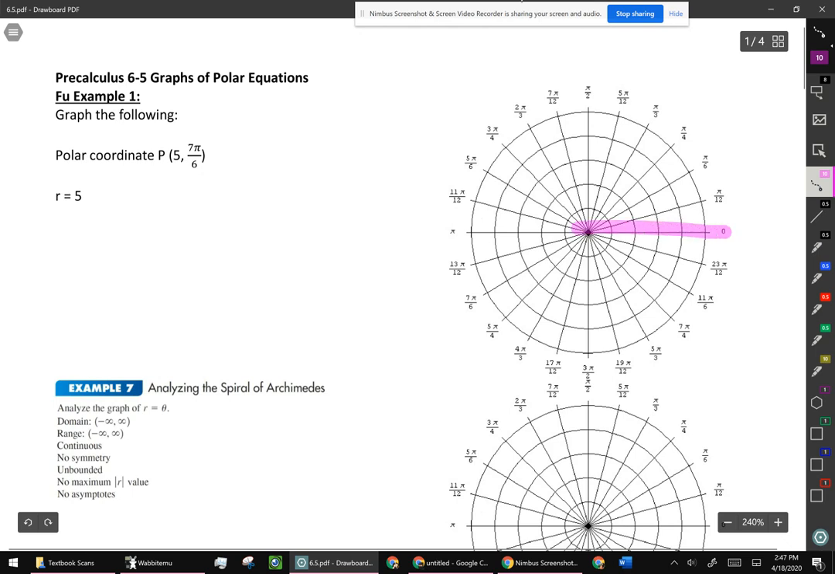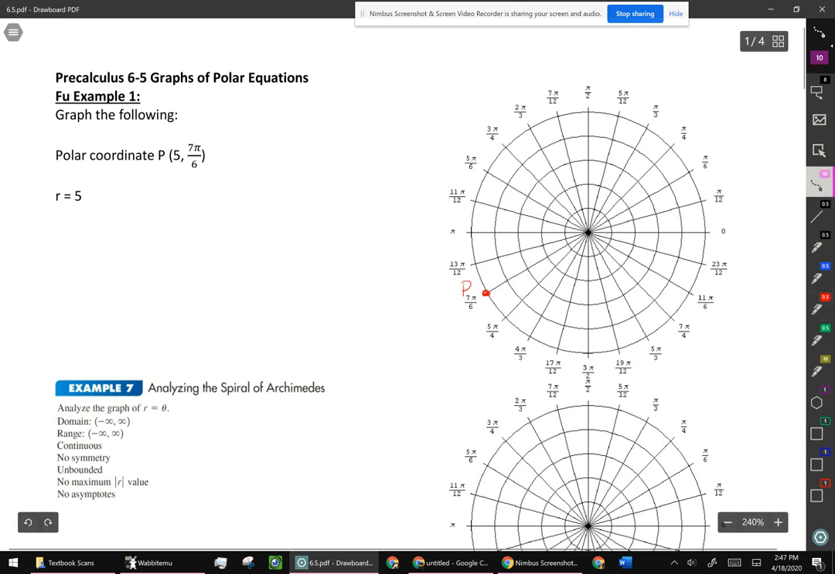So here's my polar axis. Here's 7 pi over 6, so I know my angle is right there. I know I'm 5 units away from the pole, so let's count. 1, 2, 3, 4, 5. And at the end of that is my point P. Right over there. That's a radius in the direction of 7 pi over 6. That is 5 units away from the pole.